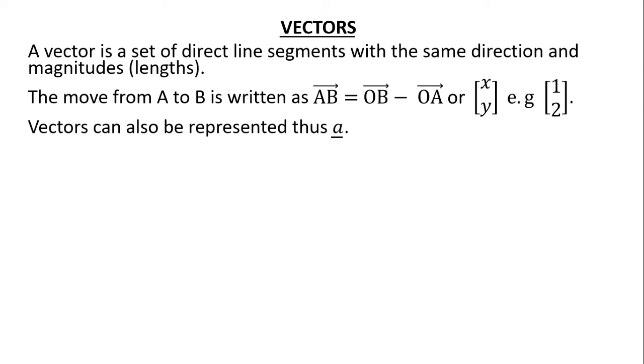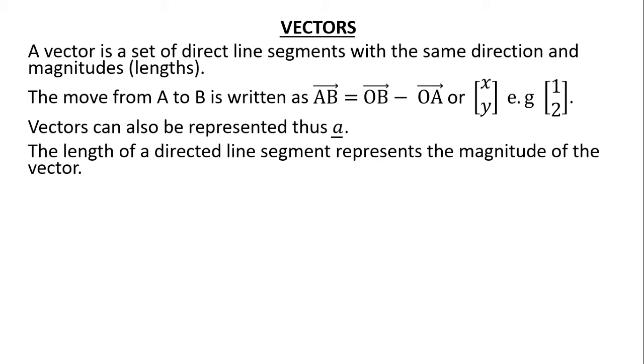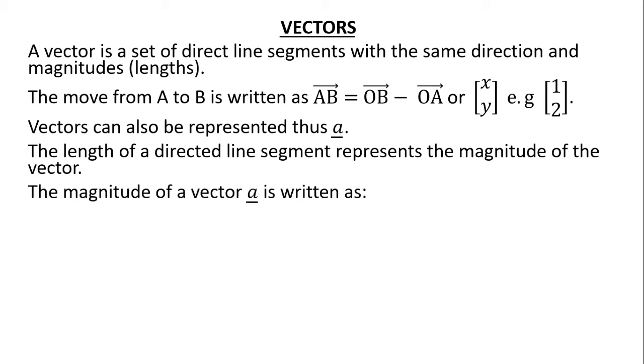Vectors can also be represented thus. Vector A. The length of a directed line segment represents the magnitude of the vector. The magnitude of a vector A is written as the modulus of A, which is equal to the square root of, open your bracket, x2 minus x1, close your bracket, squared, plus, open your bracket, y2 minus y1, close your bracket, squared.